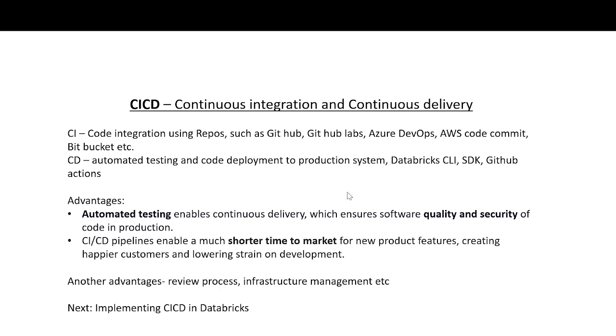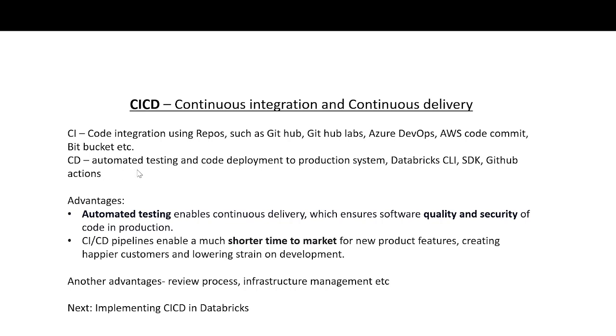CI/CD means continuous integration and continuous delivery. By continuous integration, we mean multiple developers are able to simultaneously contribute to the code changes. This is possible by using repositories such as GitHub, GitLab, Azure DevOps, AWS CodeCommit, and Bitbucket. And all of these repositories are supported by Databricks.